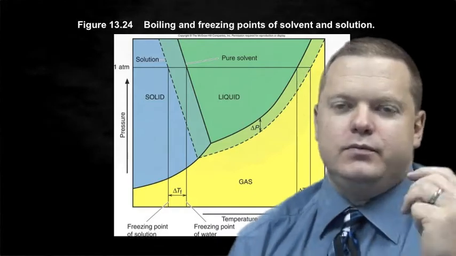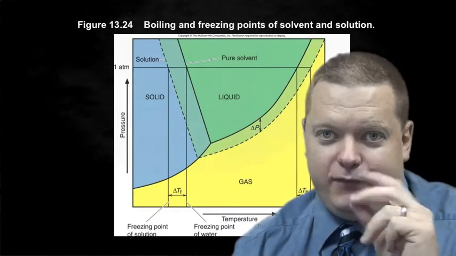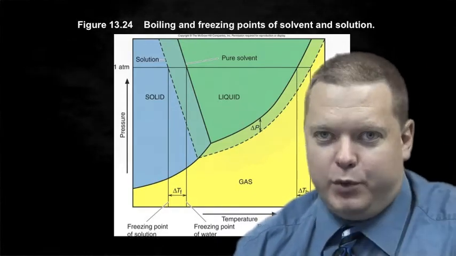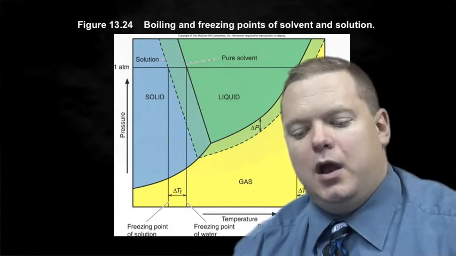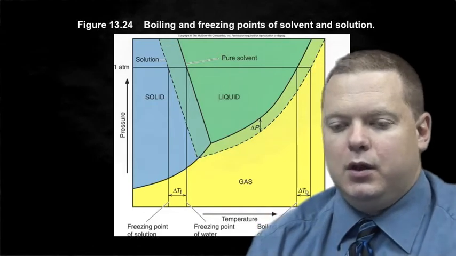Right. So those are three of the colligative properties. The freezing point depression and boiling point elevation are related. They have a very similar process. And then we have vapor pressure lowering.